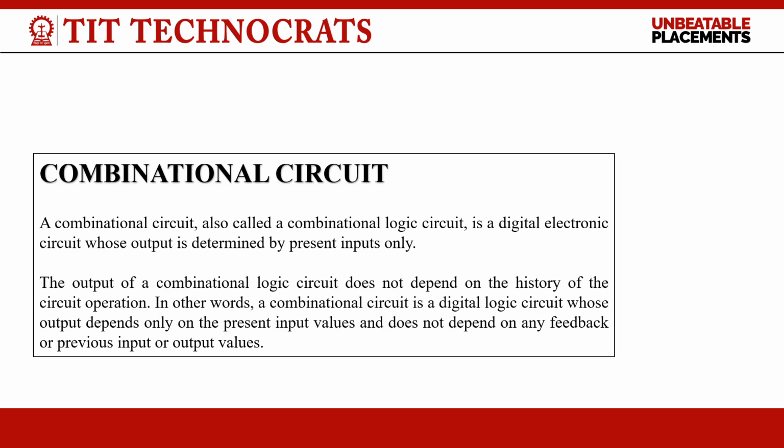Combinational circuit, also called a combinational logic circuit, is a digital electronic circuit whose output is determined by present inputs only. The output of a combinational logic circuit does not depend on the history of the circuit operation. In other words, we can say that a combinational circuit is a digital logic circuit whose output depends only on the present input values and does not depend on any feedback or previous input or output values.